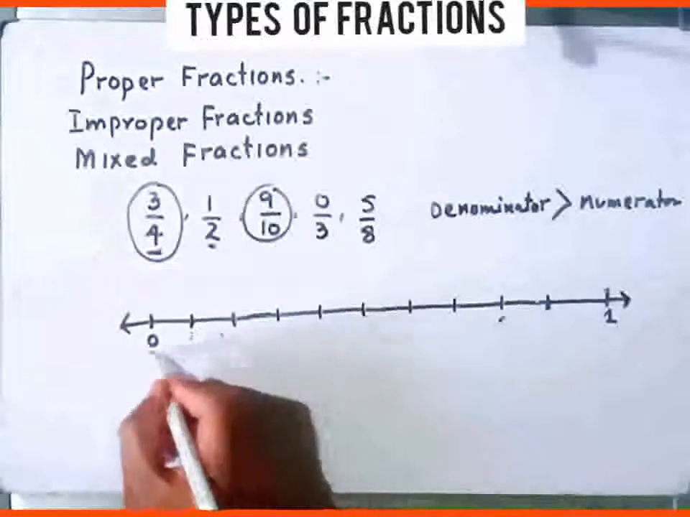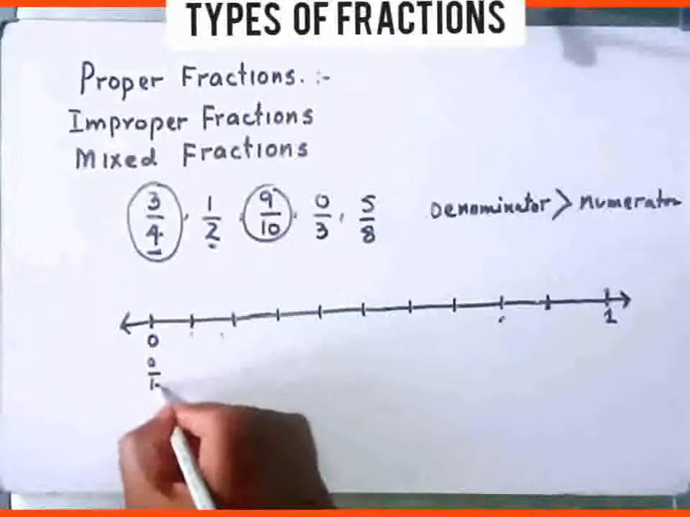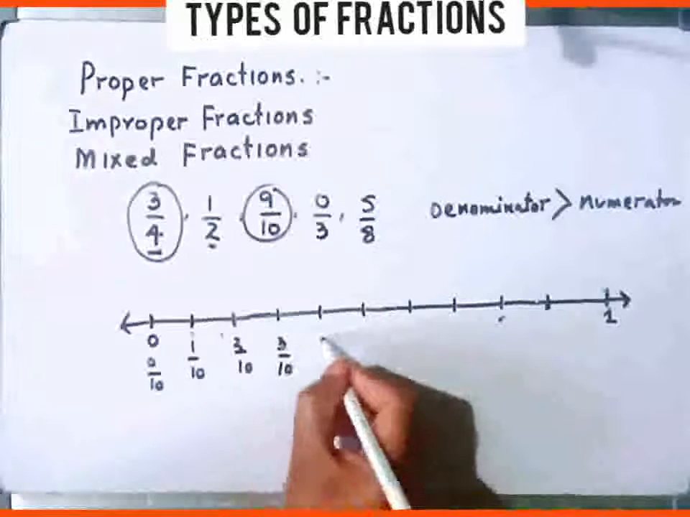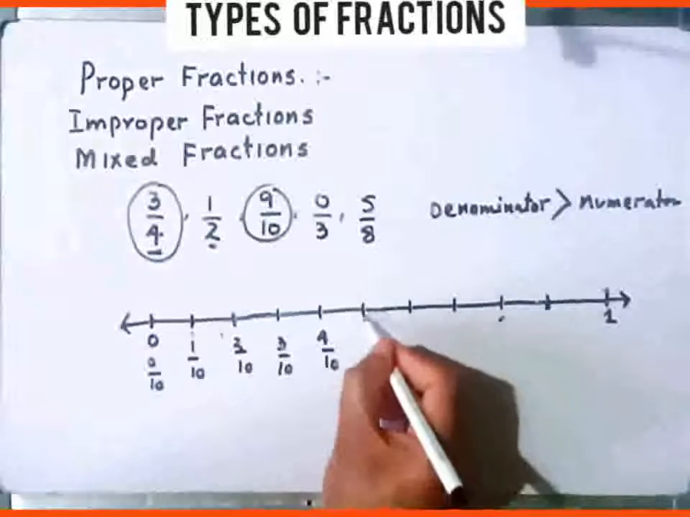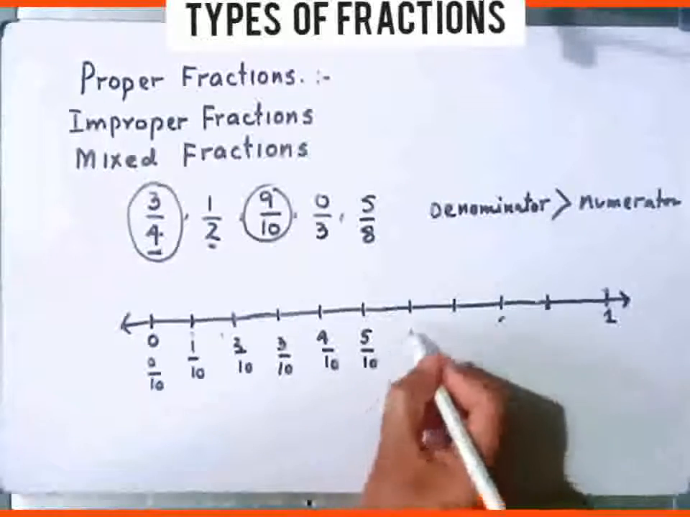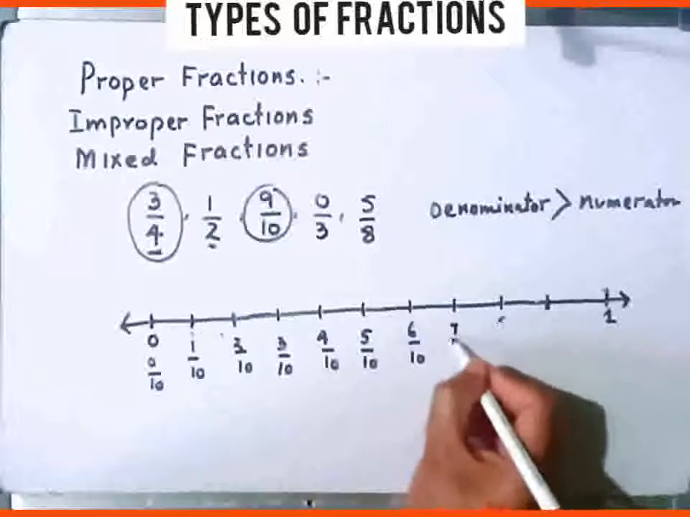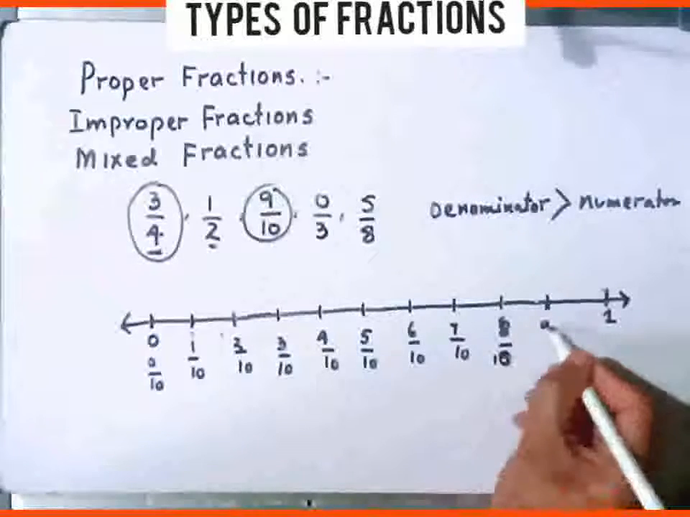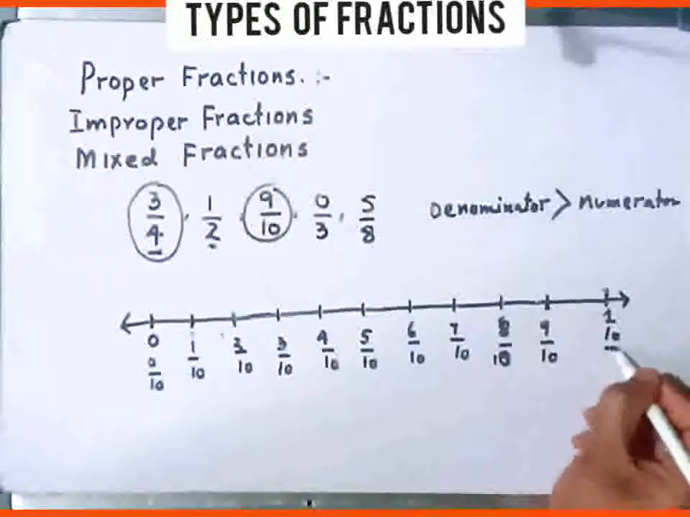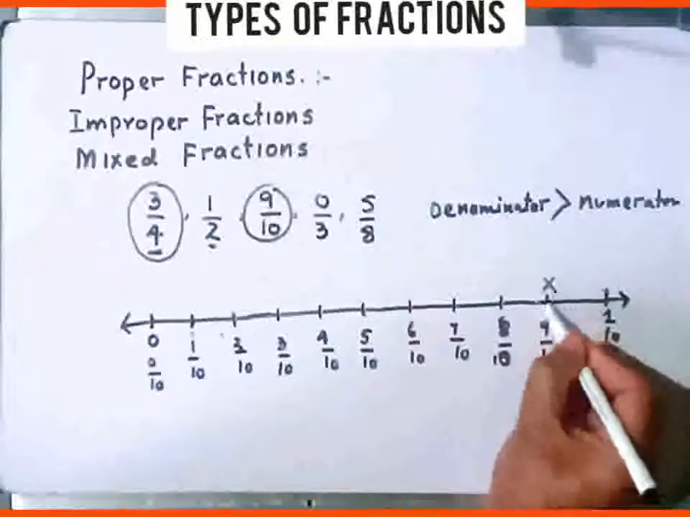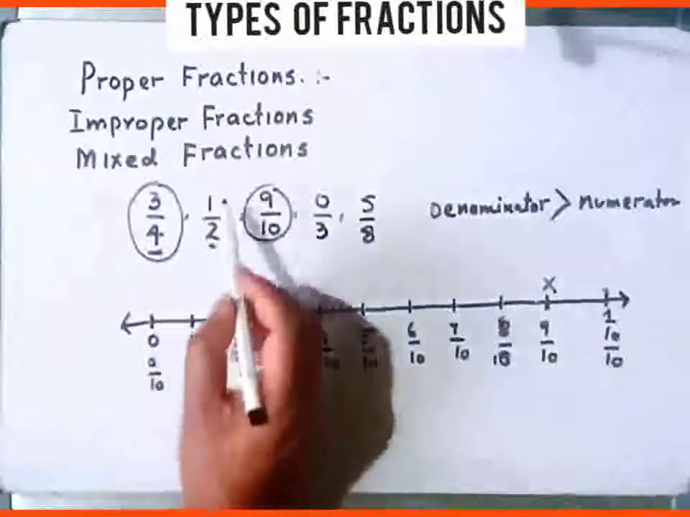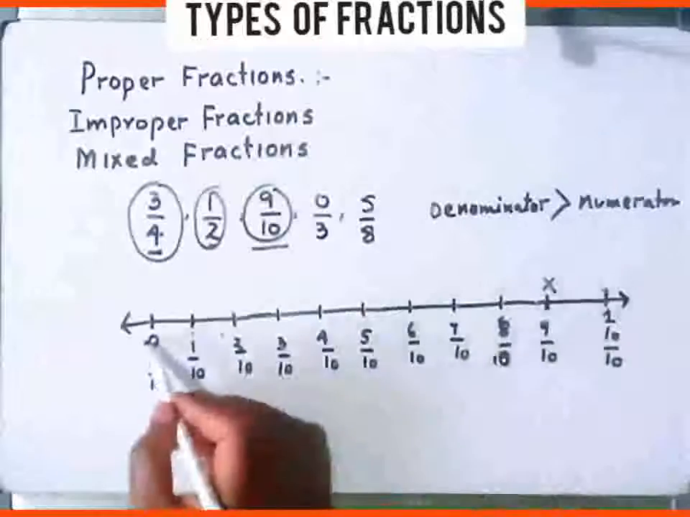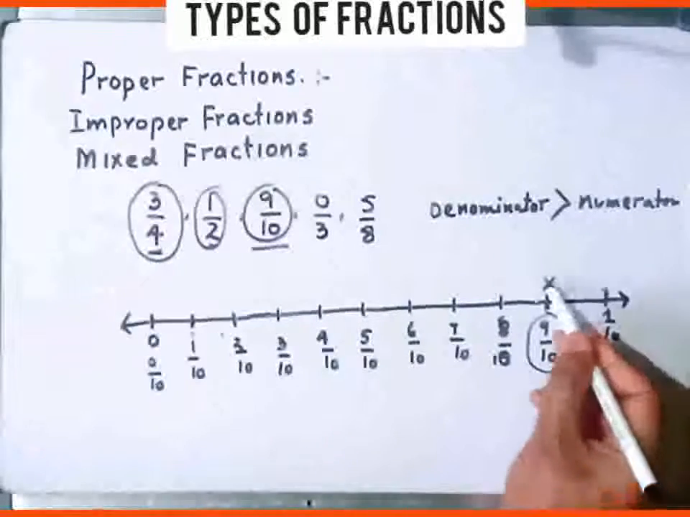Here it will be 0 divided by 10, 1 divided by 10, 2 divided by 10, 3 divided by 10, 4 divided by 10, 5 divided by 10, 6 divided by 10, 7 divided by 10, 8 divided by 10, 9 divided by 10, and this will be 10 divided by 10. So the required number is somewhere here, right? 3/4, 1/2 and 9/10, all these numbers lie between 0 and 1. So this 9 by 10 is somewhere here.